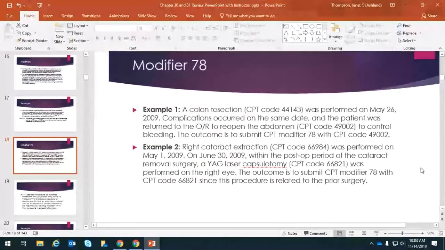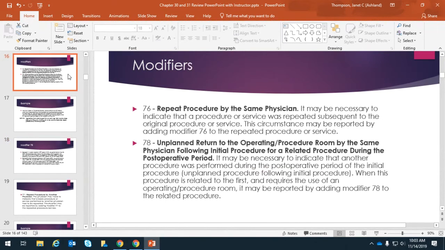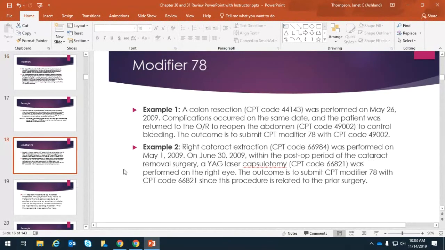Example 2, we have a right cataract extraction performed on May 1st. On June 30th, within the post-op period, a laser capsulotomy was performed on the right eye. So this is unplanned return to the operating room following the initial procedure for a related procedure. So it's related. It's not the same exact procedure. It's related to the cataract extraction.